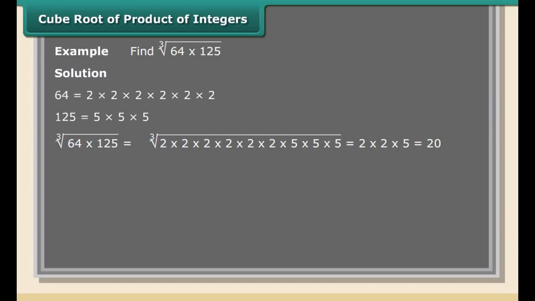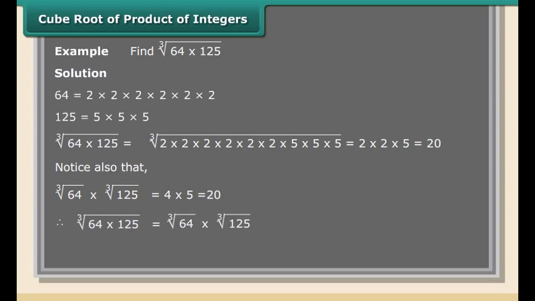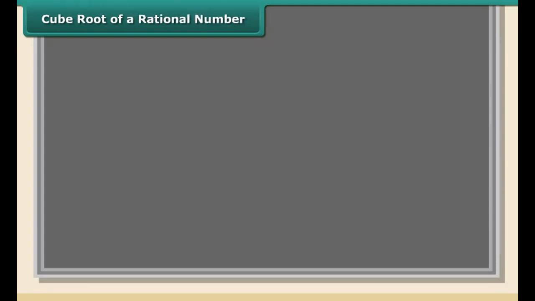In general, if x is a positive integer, the cube root of -x is equal to minus the cube root of x. Thus, to find the cube root of a negative integer, find the cube root of its absolute value and put a negative sign before it. For example, the cube root of -64 is equal to minus the cube root of 64, which equals -4.